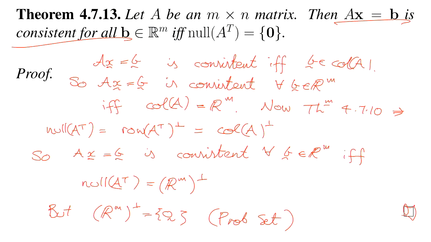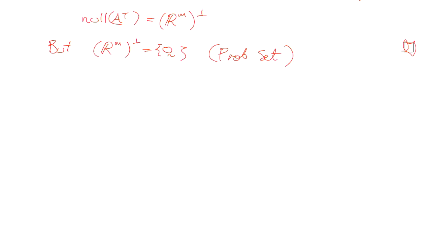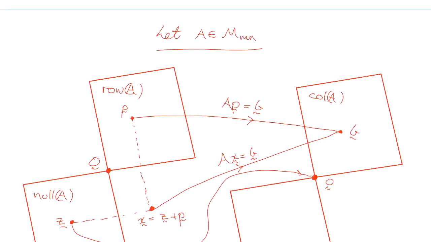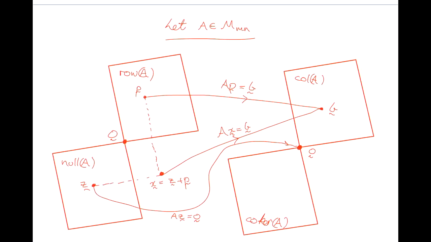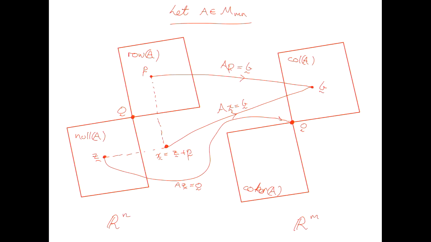Okay, does that make sense? So the size of the co-kernel is telling you how far away your transformation is from being surjective. It's a way of characterizing how big the set of non-images is. Okay. Here's a picture that is supposed to try and start summarizing this stuff.